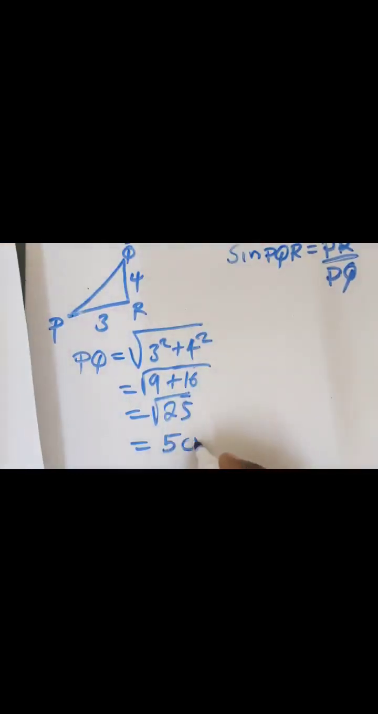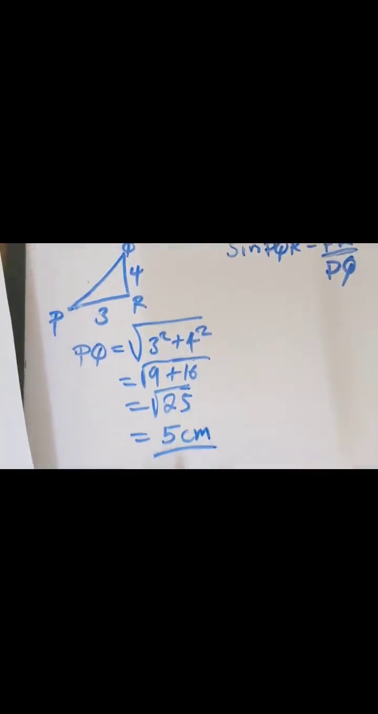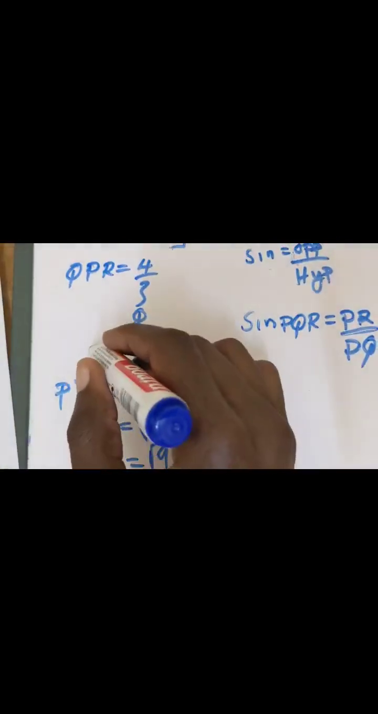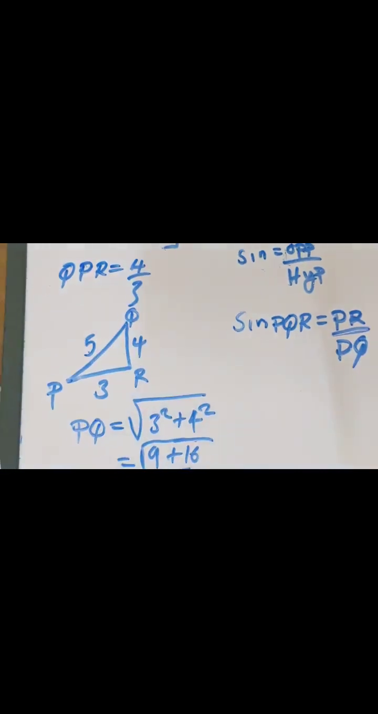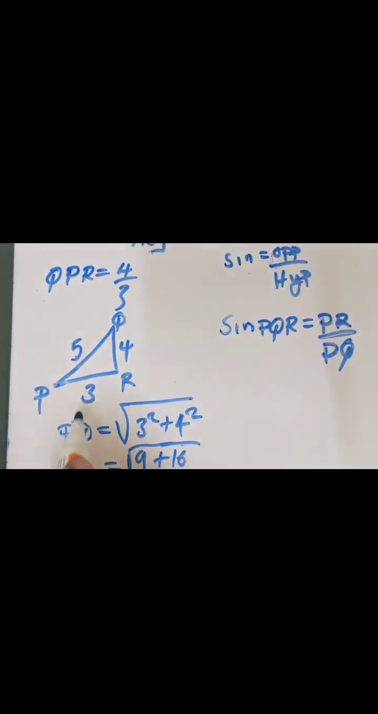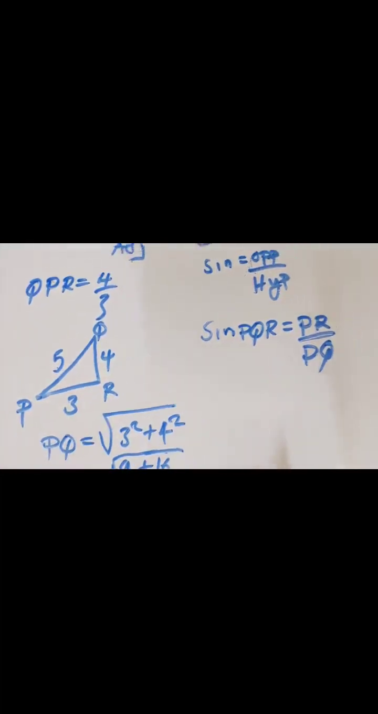You know that this is in centimeters, so you are going to put centimeters like that, as the hypotenuse, which is 5. So you even know that this is a 3, 4, 5 triangle. These are common triangles.